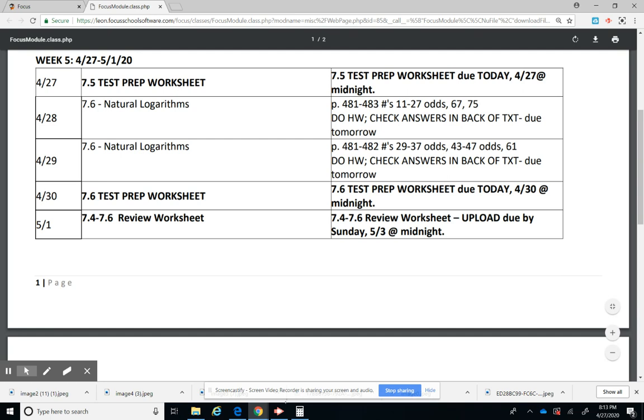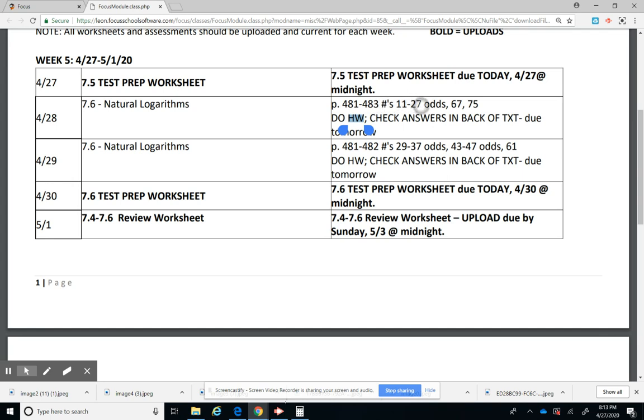Today you have the natural logarithms, and you see here that it's pages 481 to 483, numbers 11 through 27 odd, 67 and 75. You're going to do that homework and check your answers in the back of the text. And then Wednesday, we're going to do the other half of natural logarithms. Here is your homework there. Do your homework, check your answers in the back of the book.